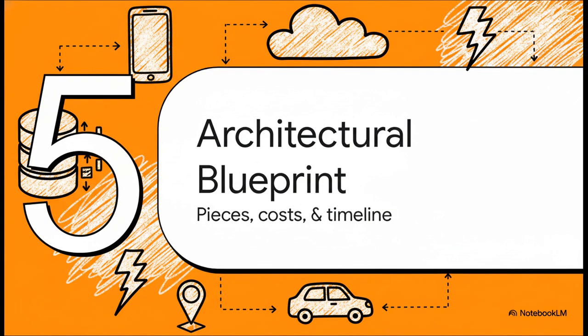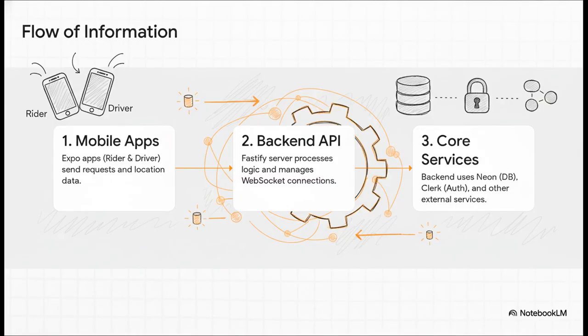So let's put all these pieces together. We've picked our mobile framework, our backend, our database, and our real-time engine. What does the final blueprint actually look like when it all comes together? You can see the architecture is actually really clean and logical. The mobile apps, built with Expo, talk to the Fastify backend. That backend then acts like the central conductor of an orchestra, managing all the real-time updates with Socket.io and talking to all the other services like the database and authentication.